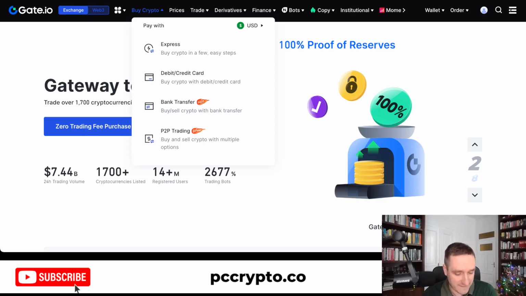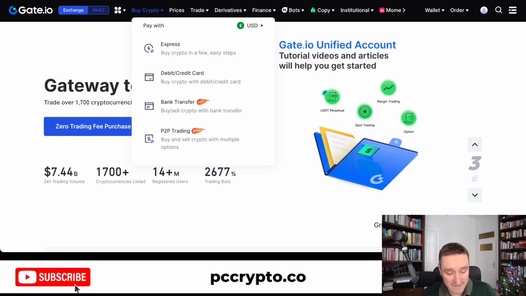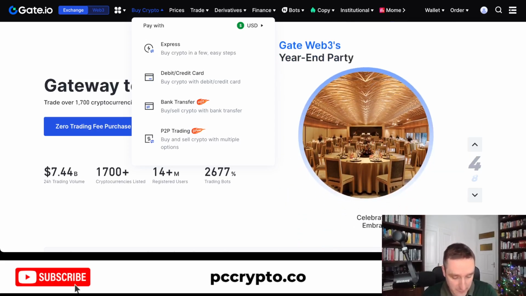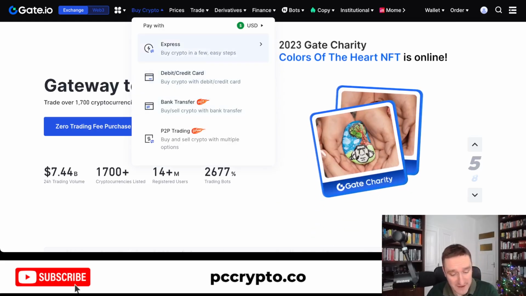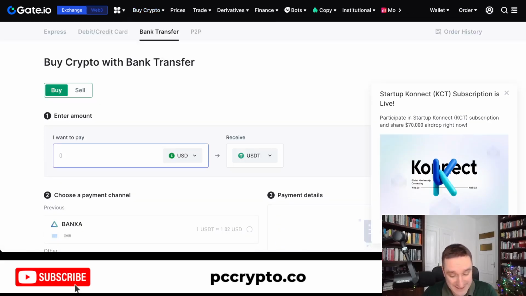But then the thing to do if you don't have any crypto, so if you can't really deposit anything on chain, is going with buying crypto. And this is what we're going to do right now. So you have a couple of options. One of the easiest ones is probably buy crypto with a transfer, depositing USD here directly, and those will be transferred to USDT.